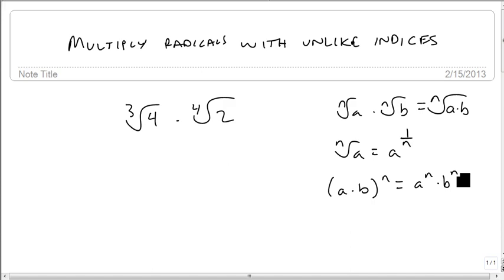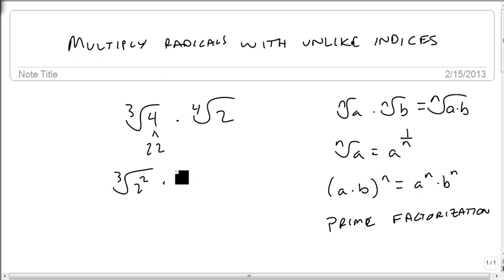The other thing to keep in mind is that we want to worry about prime factorization. I find these problems easiest to do and make sure we simplify if our numbers are in prime factored form. So let's start with the 4. 4 is 2 and 2. So I'm going to rewrite this as the cube root of 2 squared times the fourth root of 2 to the first. I'm going to carry that 1 around.